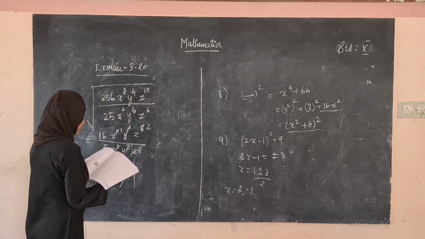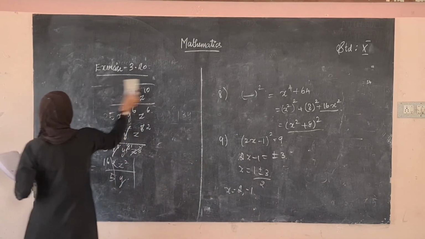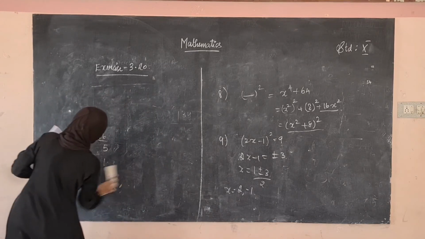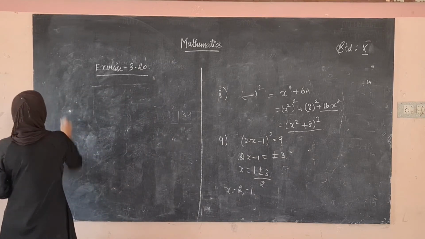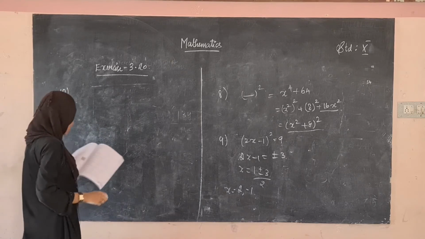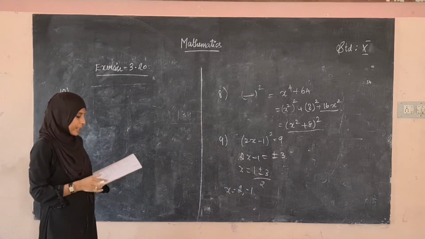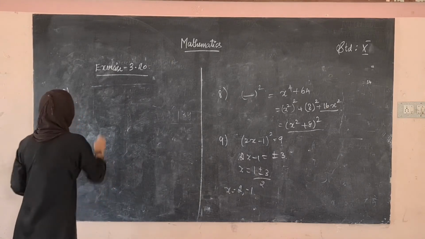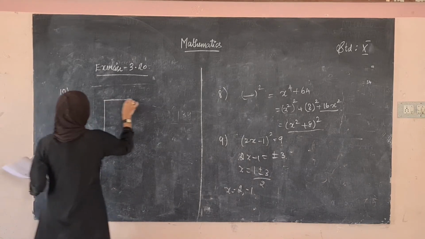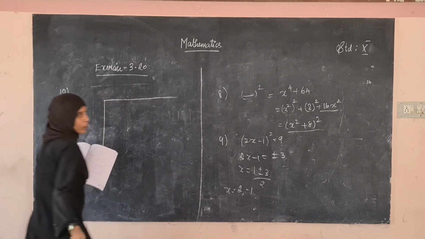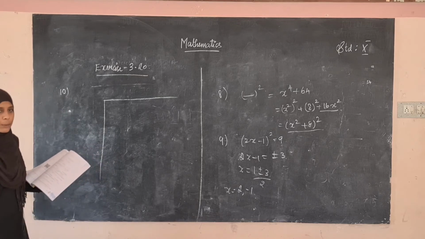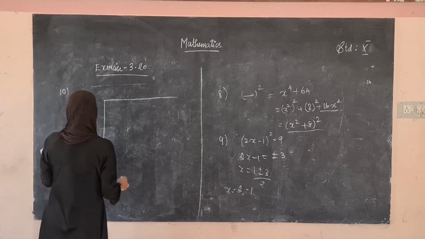Okay. See the 10th sum. We have to find the values of A and B if the given expression is a perfect square. So shall we find the square root? Perfect square means it will be having a square root. So shall we find the square root?